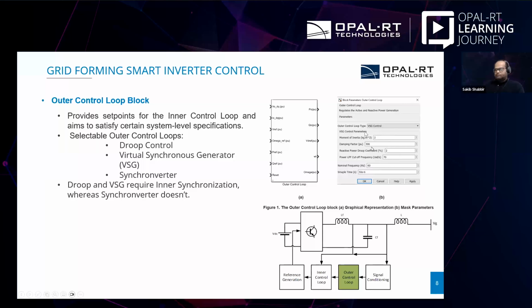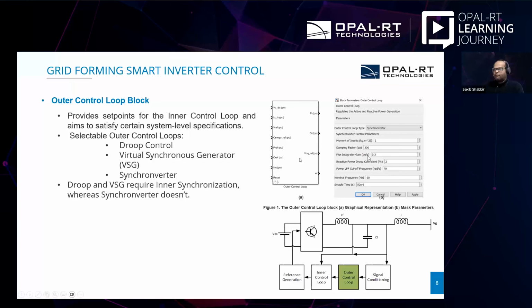Here, it's worth mentioning that all these control algorithms, like Droop, VSG, or sync converter, mimic the characteristics of the synchronous generator. If you ask me the fundamental difference, the Droop control mimics the steady state characteristics of the synchronous generator, whereas the virtual synchronous generator mimics the steady state and the transient characteristics of the synchronous generator. The sync converter also mimics the steady state and the transient characteristics, with added impedance. And for this reason, the sync converter doesn't require any inner synchronization.